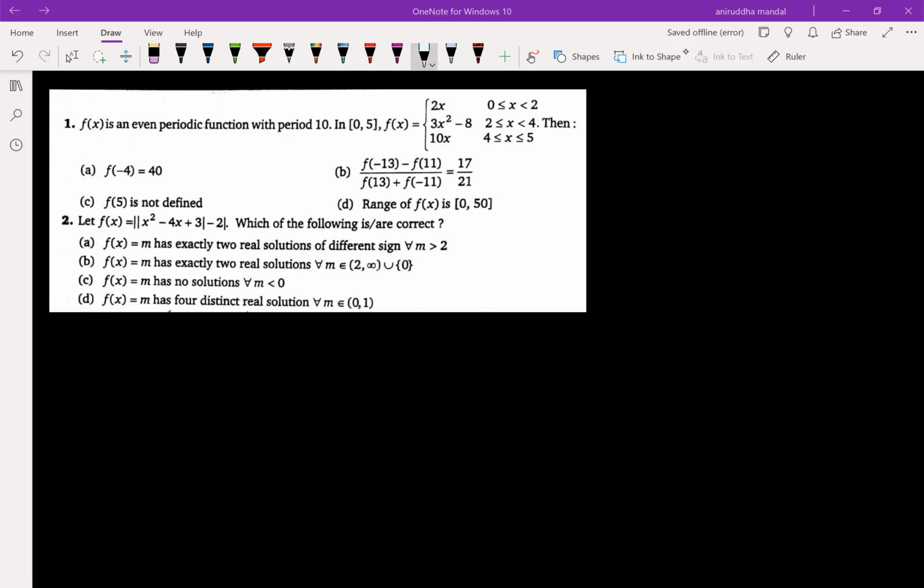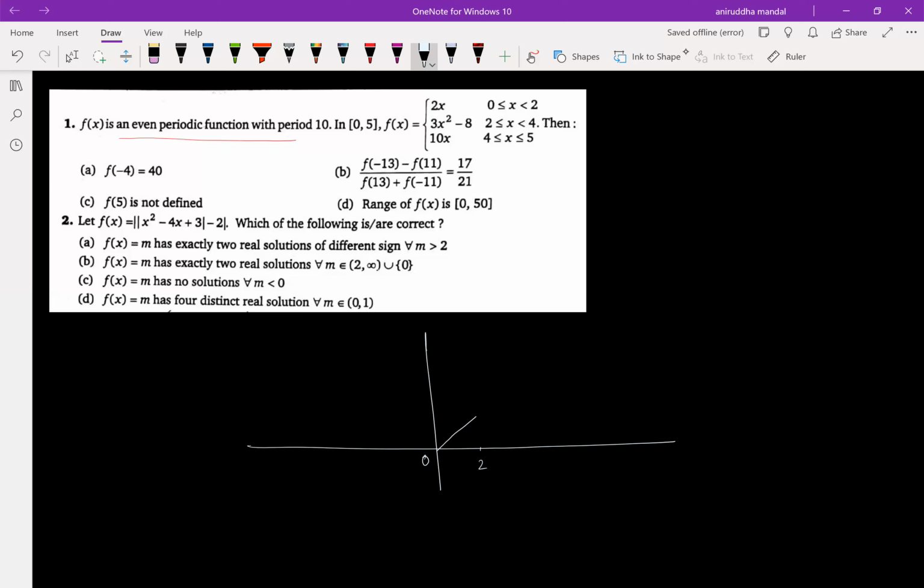So let's say this is a periodic function, and this is an even periodic function. We know for any periodic function, the function repeats itself within that period. So let's say f(x) is 2x in between 0 and 2, then 3x² minus 8. So this is a parabola.